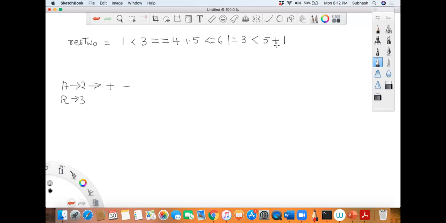So which one should I evaluate first now? Left to right associativity. Arithmetic operators have associativity from left to right. Therefore, we have to evaluate the plus operator that comes first from left to right. Therefore, it is 4 plus 5.